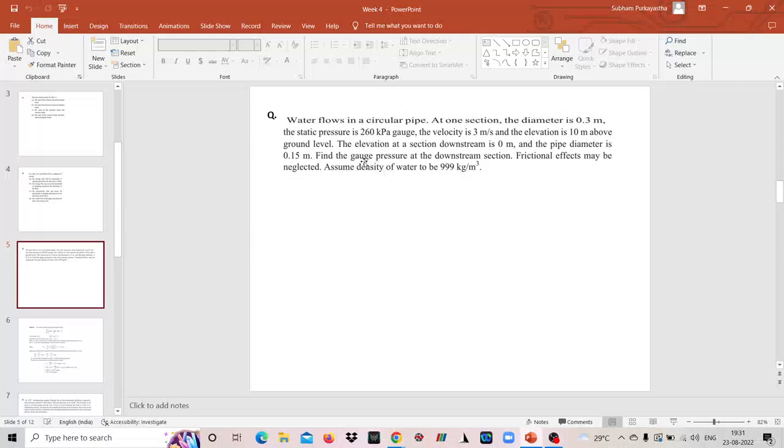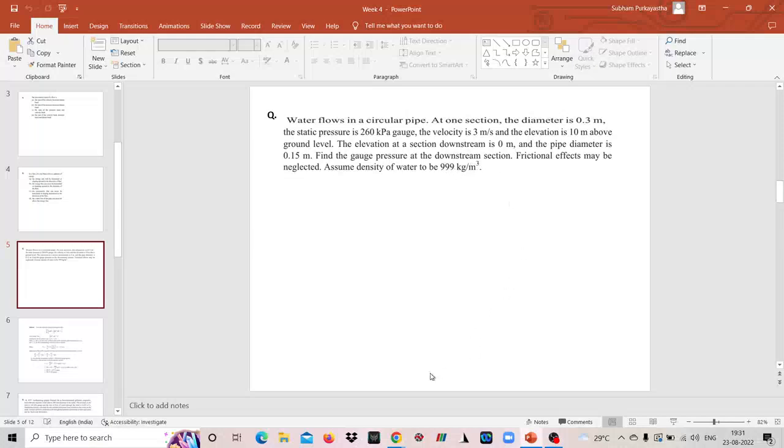You need to find the gauge pressure at the downstream section, and there are no frictional losses, which means you can neglect the frictional losses. What is the significance of that? It means that you can consider the fluid to be an ideal fluid. There is no head loss, no major head loss. And you have to assume the density of water to be 999 kg per meter cube.